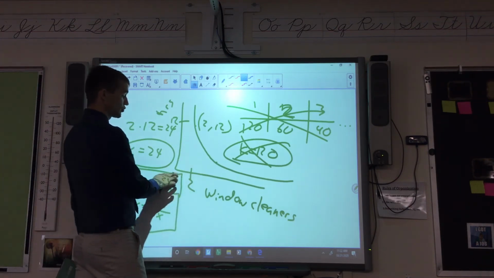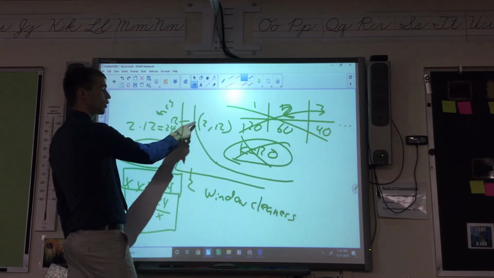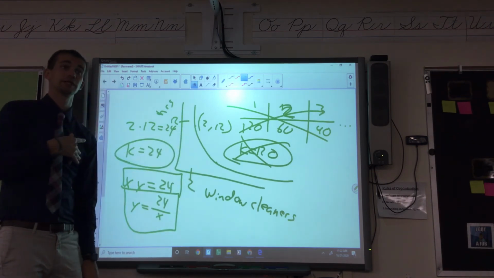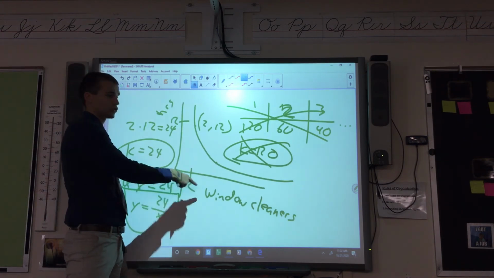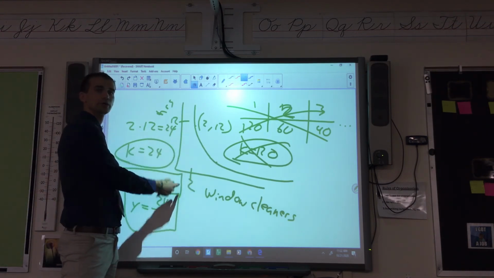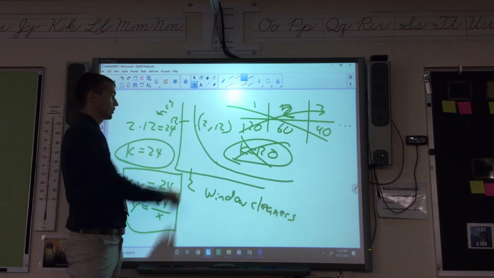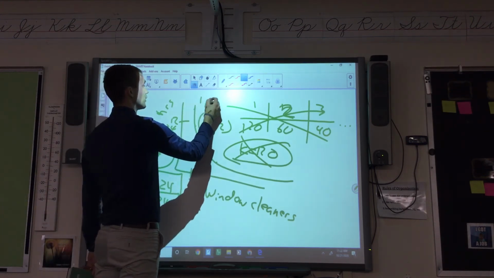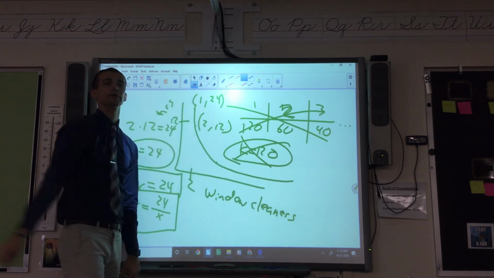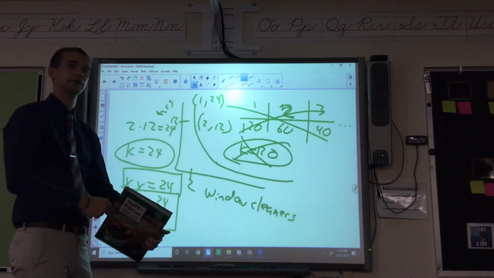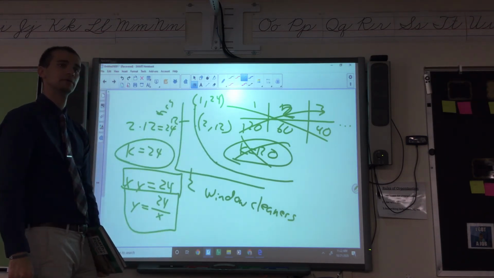So that means it took 2 window cleaners 12 hours to clean all the windows, whatever it is. So going by that, if it took 2 window cleaners 12 hours, it would take 1 window cleaner how many hours? 24. Yeah, so then you'd have the point over here of (1, 24). But if you're thinking about it logically, he probably worked faster because he's alone with no distractions. So it'll probably take him about 20.